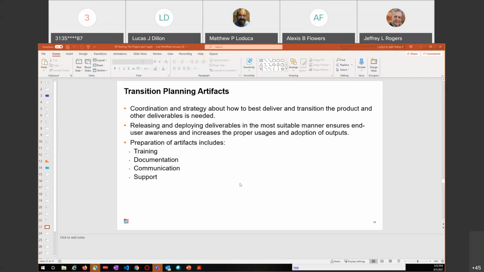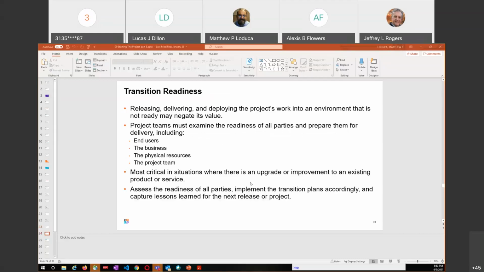Oh, we have a question there? Nope, yes, okay. Transition readiness: releasing, delivering, or deploying the project work into an environment that is not ready may negate its value. If you're not ready to use it, I don't want to say it negates its value, but it's like putting a down payment on a car that you're not going to buy for another 5 years.